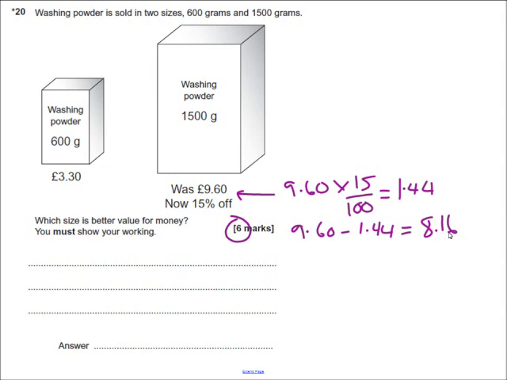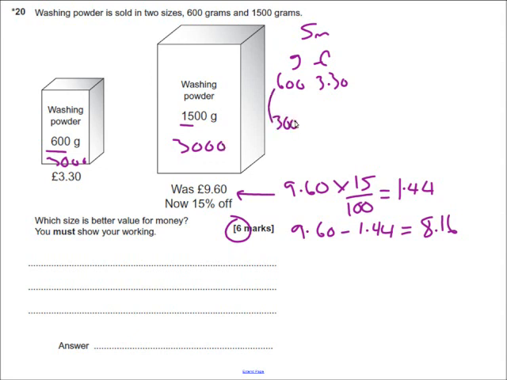Or we can do it by matching up the number of grams and finding a number that's common to both 600 and 1500. So let's try it that way first of all. Let's look at our small box, and we have in grams 600 grams, and it costs £3.30. Now the first number that 6 and 15 have in common is 30. So if we have 3000 grams for each box, then we're comparing like with like. So this makes it nice and easy.